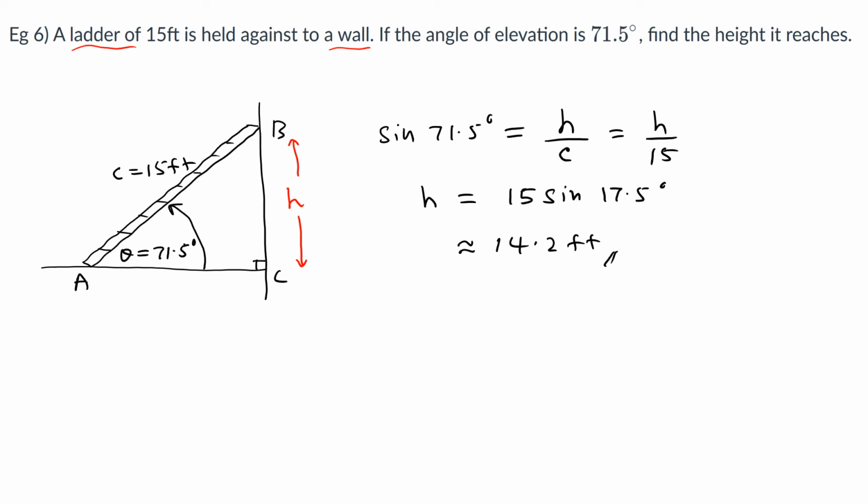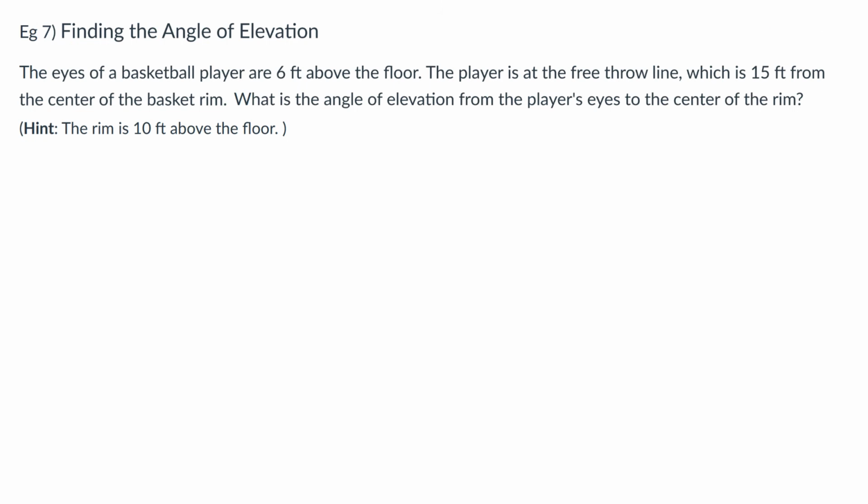Okay, so let's look at the next problem. It's again a different type of problem, where we find the angle of elevation. We're going to look at a very interesting example. The eyes of a basketball player are 6 feet above the floor. So we assume the height to the eyes is 6 feet. The player is at the free throw line, which is 15 feet from the center of the basket rim. The question is, what is the angle of elevation from the player's eye to the center of the rim?